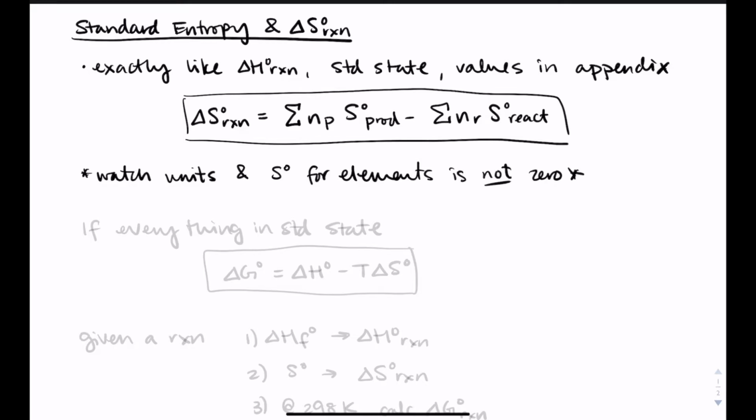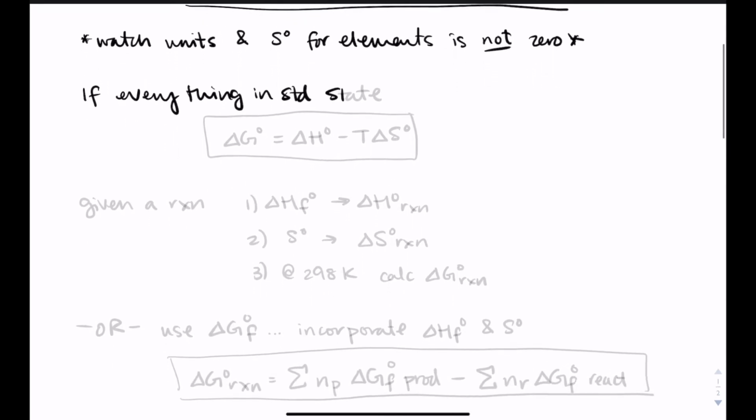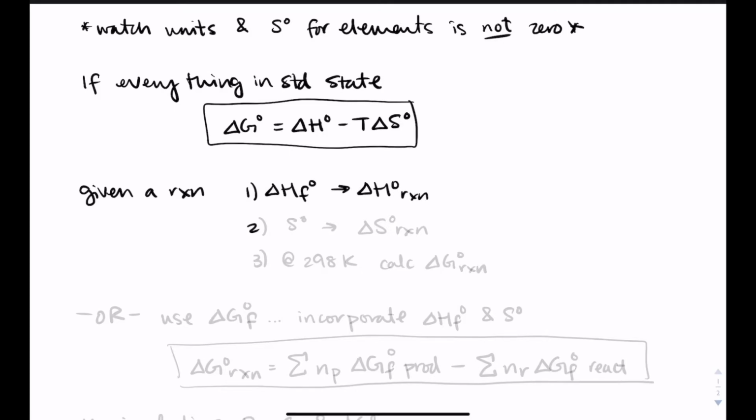Now, if everything is in its standard state, then we can have a standard delta G that's calculated from the standard delta H and the standard delta S. And given a reaction, you now know how to, one, use the enthalpies of formation to find the standard delta H for a reaction, and how to use the entropies to find the standard delta S for a reaction. And if you're at 298 K, which is the standard temperature for standard conditions, you could calculate the standard delta G reaction.